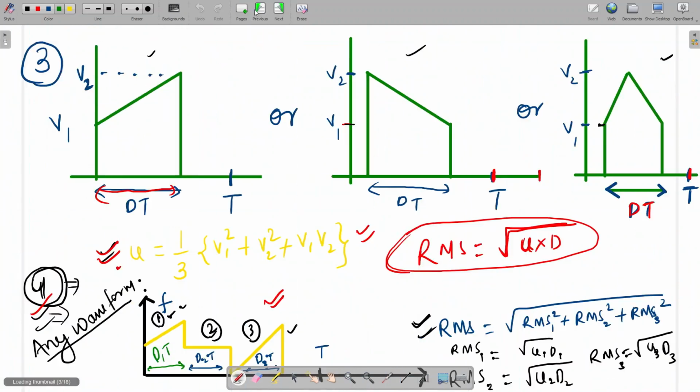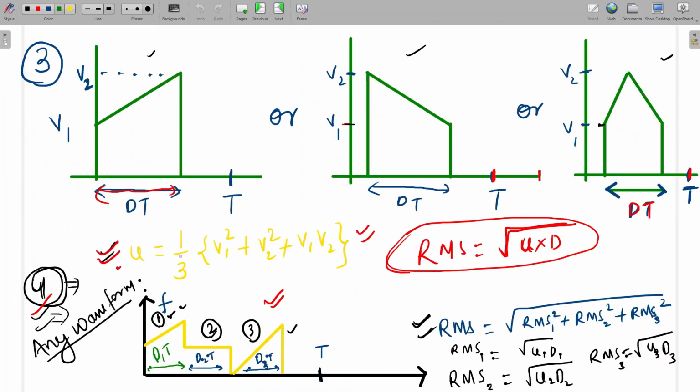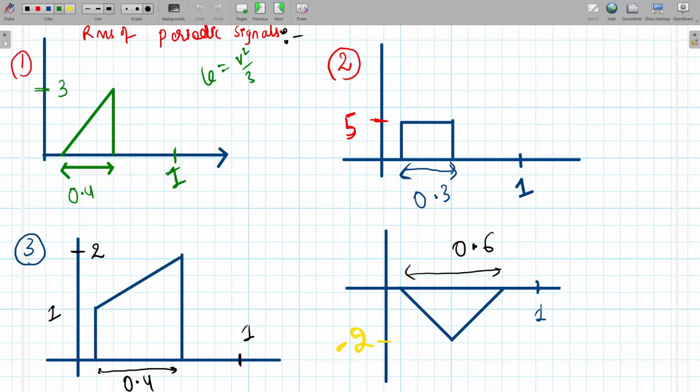Already you can take the screenshot. First formula you can take the screenshot. For this one it is V square. For this one it is V square by 3. For this one it is 1 by 3, V1 square plus V2 square plus V1 V2.